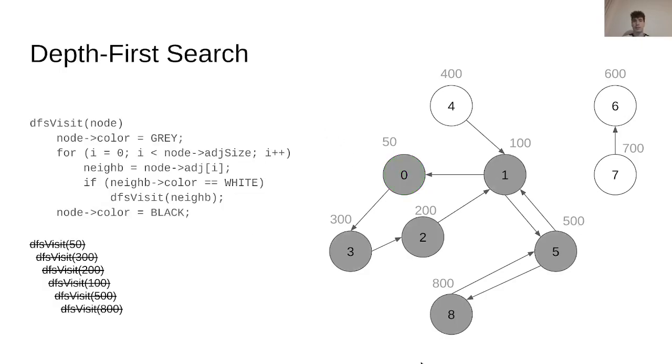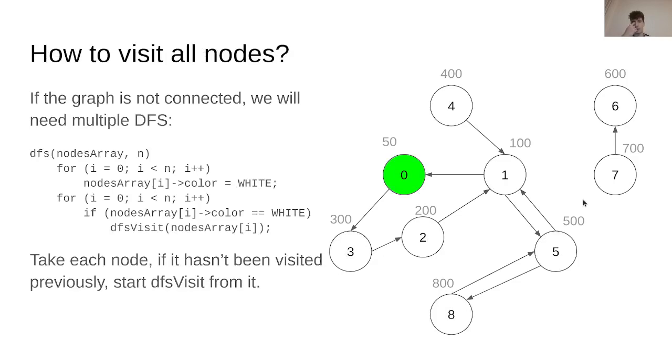But in here we see that we only visited this part of the graph, and nodes 4, 6 and 7 aren't visited. So what we'll do next is, instead of calling depth first search visit only for 0, we will call it multiple times. So we will look at 0, see it's white initially, so we start the visit and visit everything.